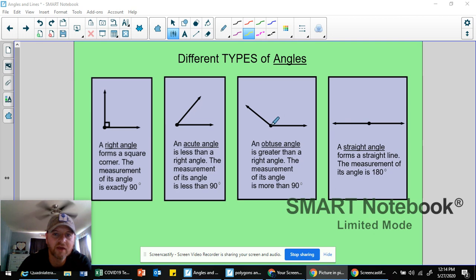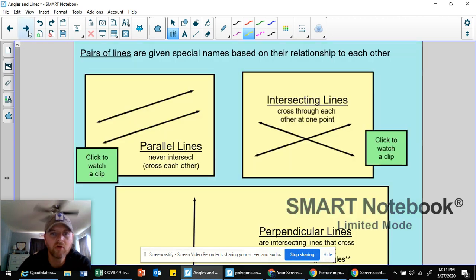If you look at the vertex of an obtuse angle, you'll notice that that point is much duller looking compared to your acute angle vertex and the right angle vertex. So that's just a quick, easy way of remembering the difference between acute, obtuse, and right angles. All right, let's move on.